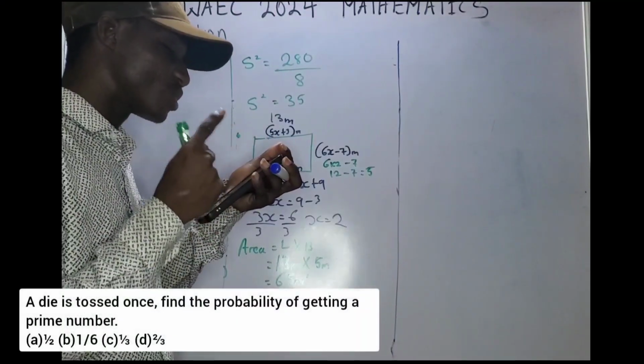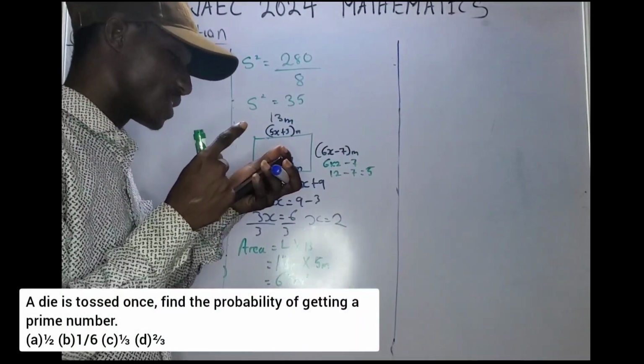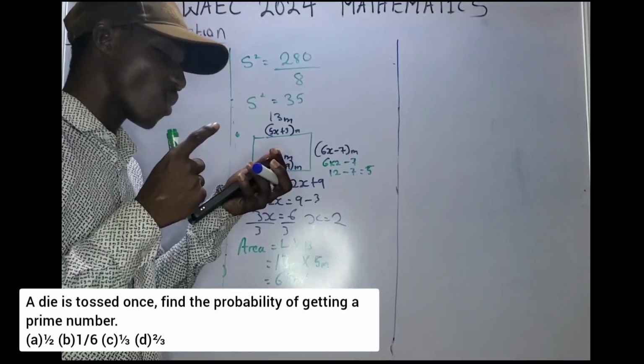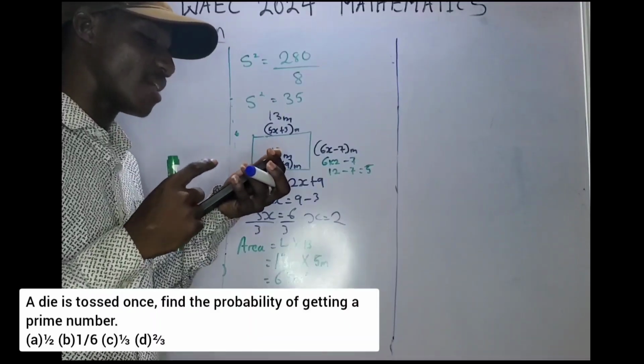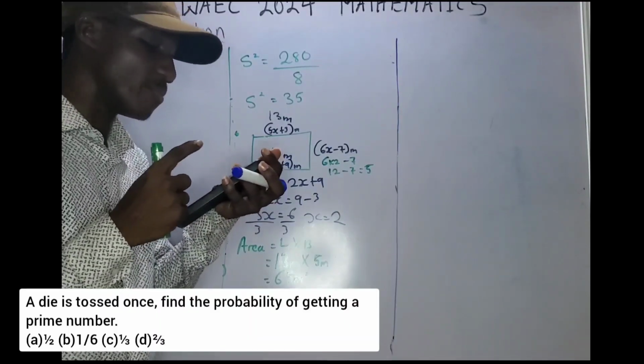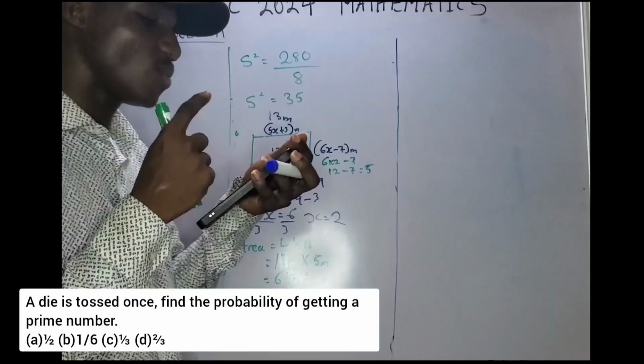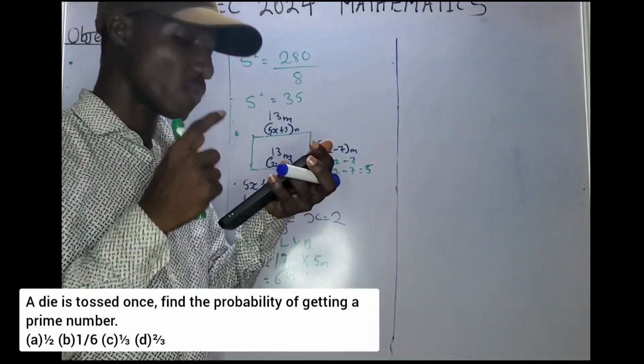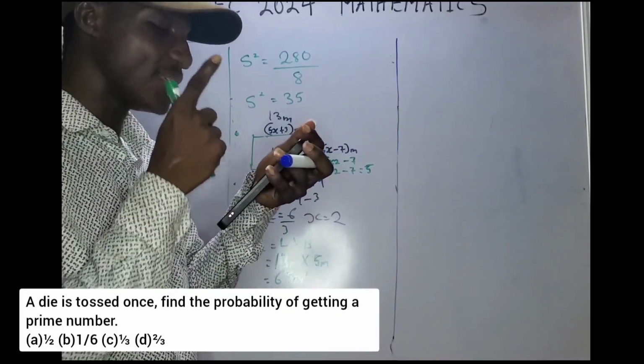A die is tossed once. Find the probability of getting a prime number. A 1/2, B 1/6, C 1/3, D 2/3. Okay, a die is tossed once.